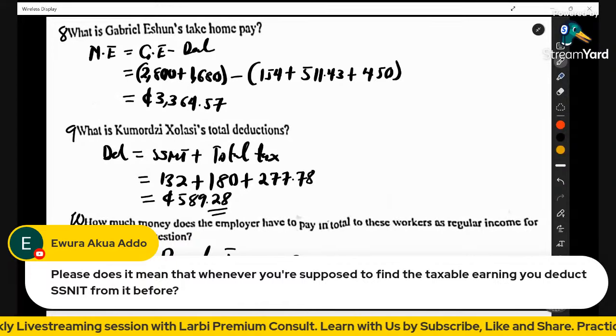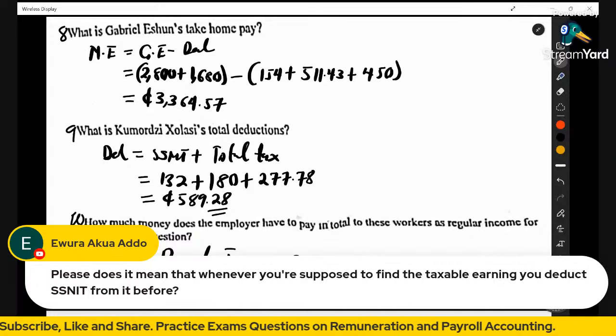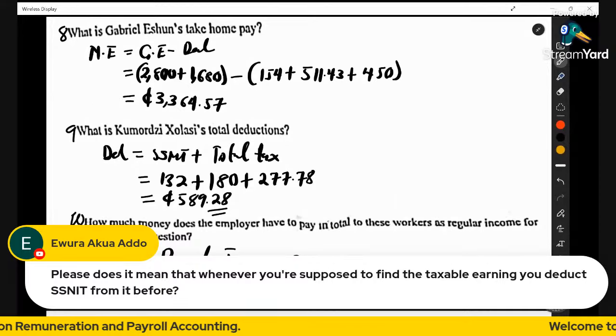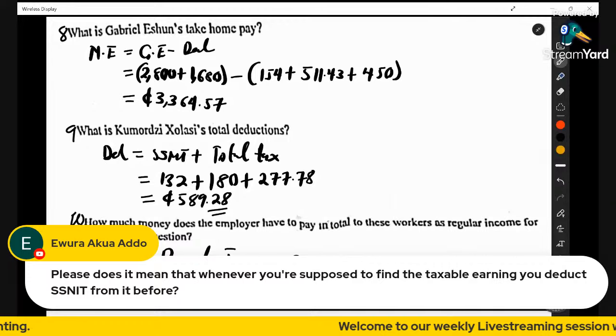But in a situation where you're asked to calculate the SNET contribution on gross earning, meaning that all the incomes will attract tax, you subtract whatever you get from the gross earning, and you get your taxable earning in that case. So let's take note of that. As well, the tax schedule used to calculate the tax will always be given so that you know how to go by it. And I hope that is clear.